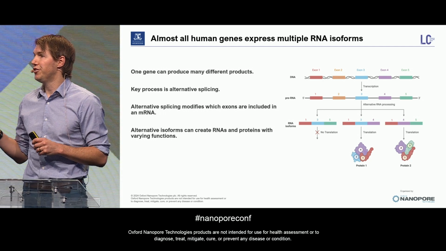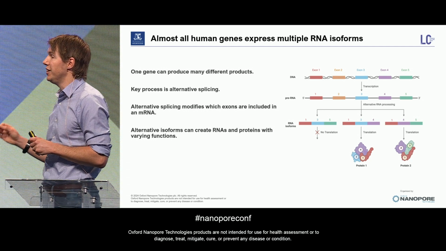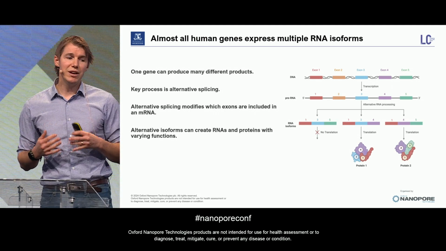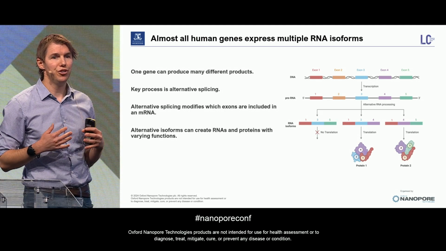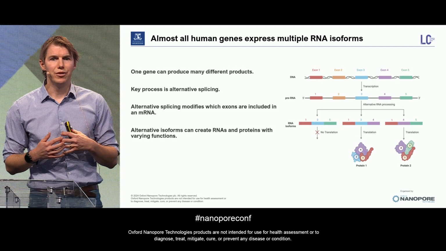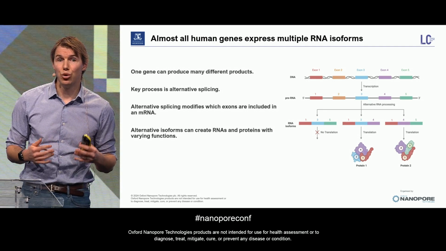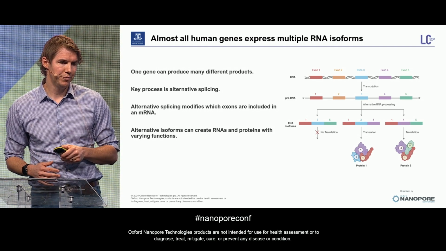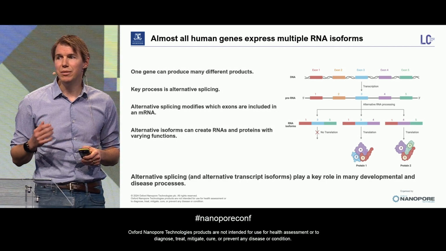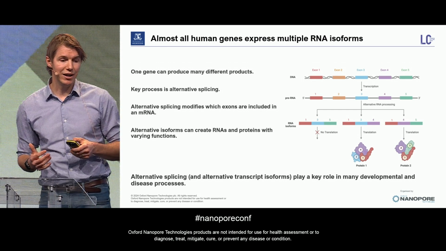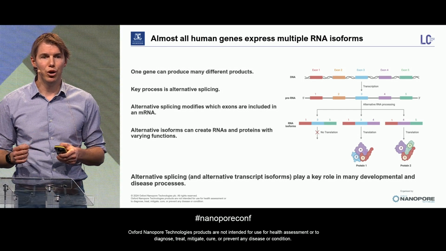And that's where the sequence that is exonic in any particular RNA can vary. What this means is that you can create alternative RNA products that can differ in their RNA function or regulation, and also create proteins that have different functions. And so both alternative splicing and the alternative isoforms that get made really have a key role in both many developmental and also disease processes.